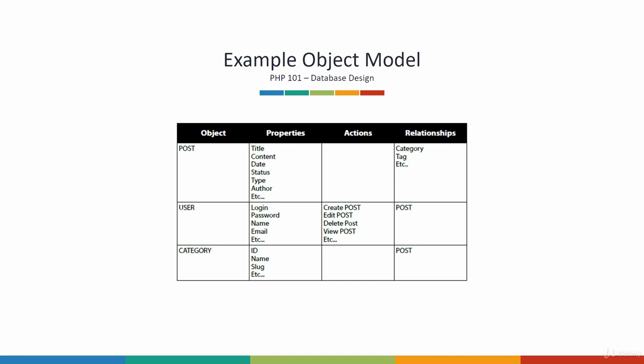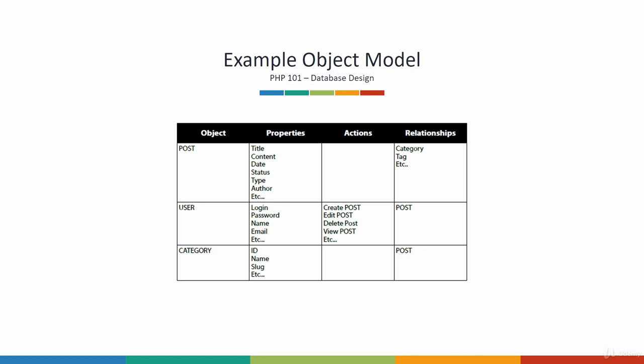So the category object, again, the properties, ID, name, slug, and so on, can't perform any actions, and it will almost certainly have relationships with the post object.